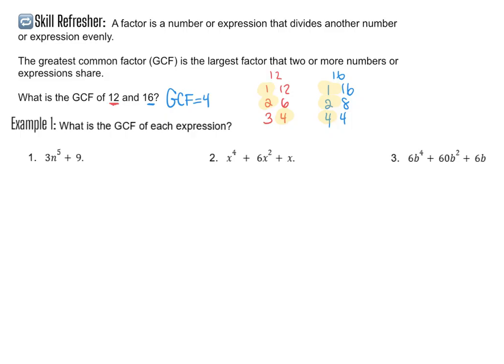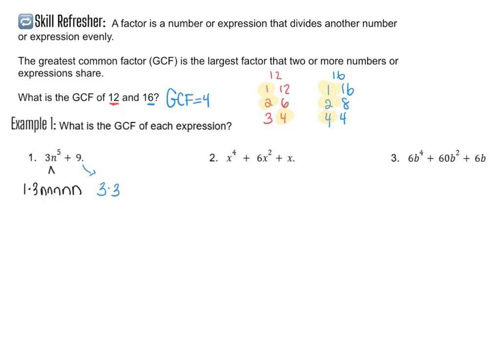I can do the same thing with expressions. I'm going to take each term in an expression and identify all of its factors. So I can break this apart. In my first example, I can take my expression 3n to the 5th and break it up into 1 times 3, and then n to the 5th means n 5 times. I can break up the 9 into 3 times 3, and it doesn't have n's.